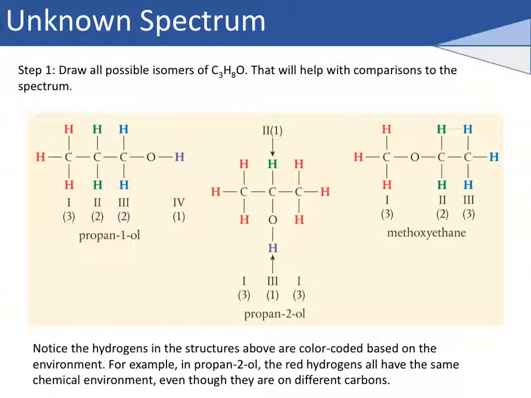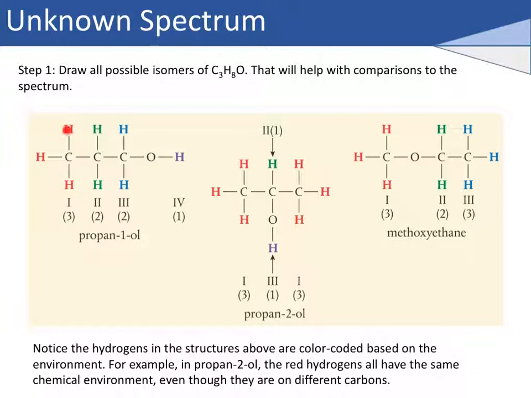So these are some choices for you. You can draw propan-1-ol, where we have the alcohol hydroxyl functional group on the first carbon. We can draw propan-2-ol, where the hydroxyl functional group is on the second carbon. And we can draw methoxyethane, which is an ether.